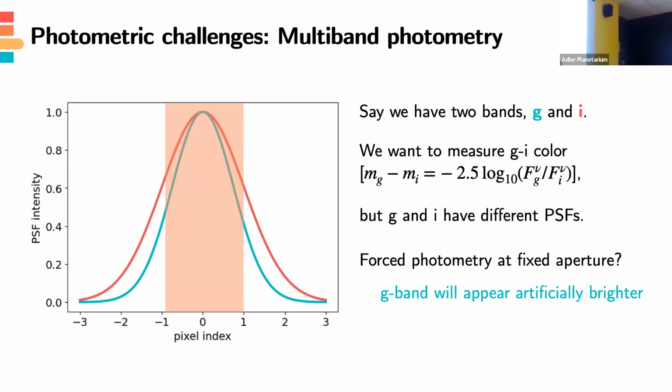So if you have pixel index and you have these two PSFs, let's say these are just two measurements of one star. If I took an aperture that is this size here, I would tend to say that the G band is always slightly brighter than the I band. And that's because this aperture captures more of the total PSF of the G band. So I would say, wow, the universe is really blue. G minus I, oh, G is always brighter. But that's not really what I want to physically measure, right?